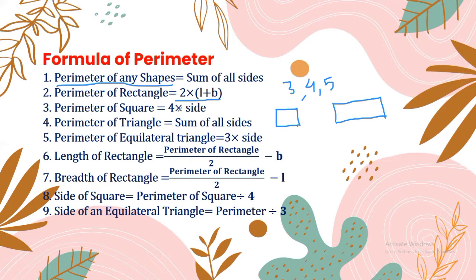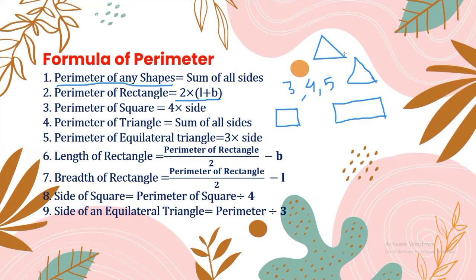Next one is the perimeter of a triangle. You know very well what a triangle is. A triangle is a figure enclosed by three line segments. This is a triangle, the figure enclosed by three line segments. You can see it from here also. Got it? So this triangle is made by three line segments. So the perimeter of a triangle is the sum of all three sides.